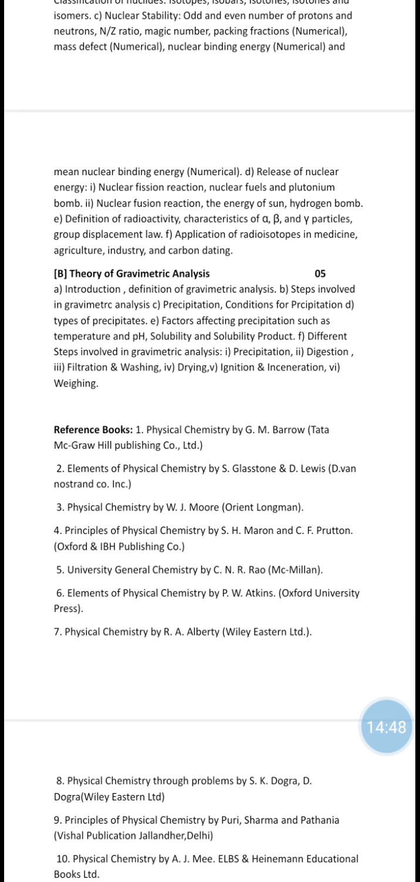Then there is release of nuclear energy, that is, the release of nuclear energy occurs by the two processes, that is nuclear fission and nuclear fusion. For nuclear fission, we will see which are the nuclear fuels and what is plutonium bomb. And in case of nuclear fusion, we will see the energy of sun, hydrogen bomb.